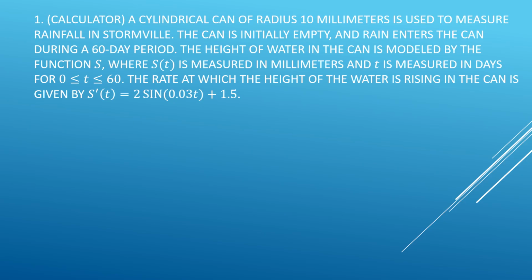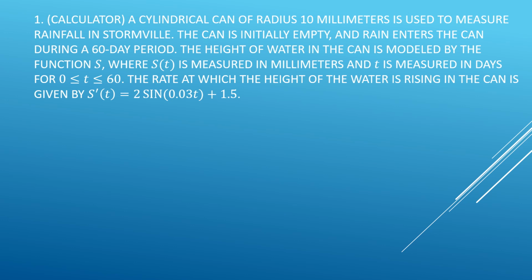All right, so the first question, we have a cylindrical can with radius 10 millimeters, and we're measuring rainfall in Stormville. The can is originally empty. That's important. We're starting with nothing, and then rain enters the can during a 60-day period. The height of the can is modeled by S, where S is measured in millimeters, and T is measured in days. Again, those days are only going from 0 to 60 because it was only measured for the 60-day period.